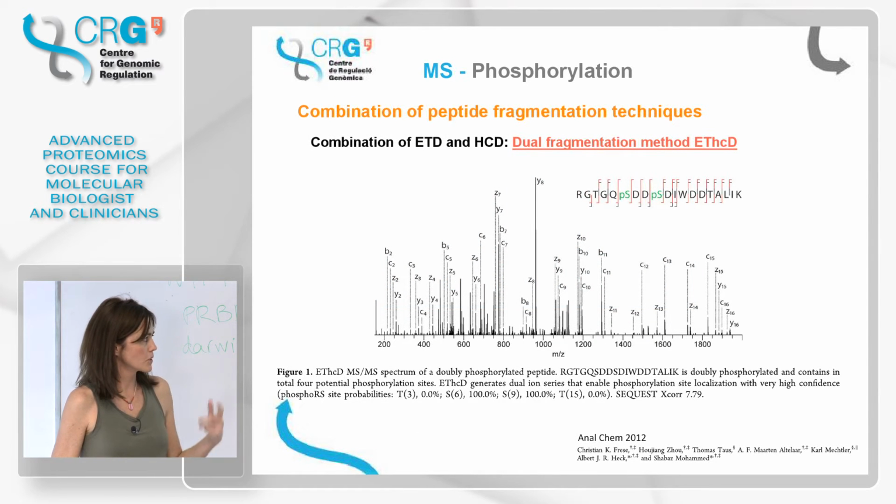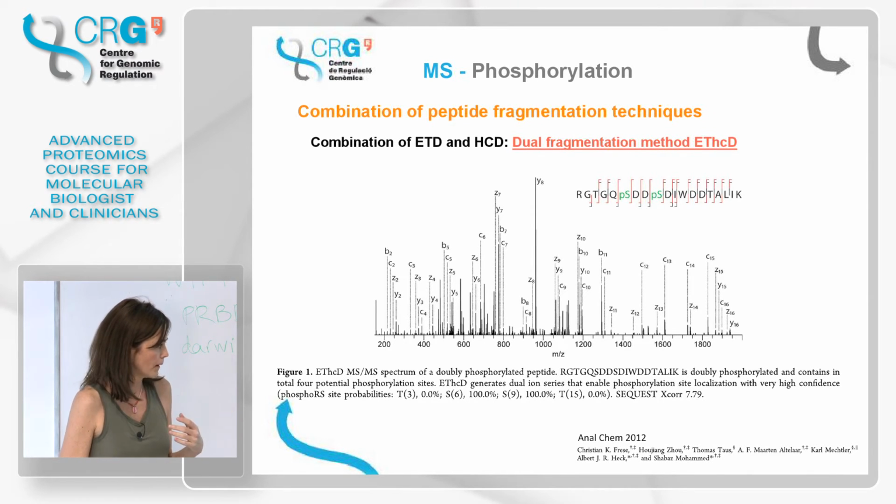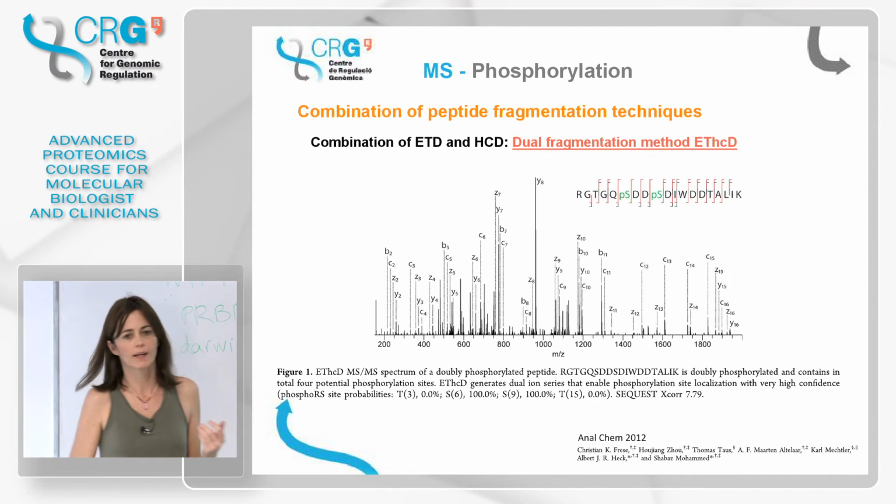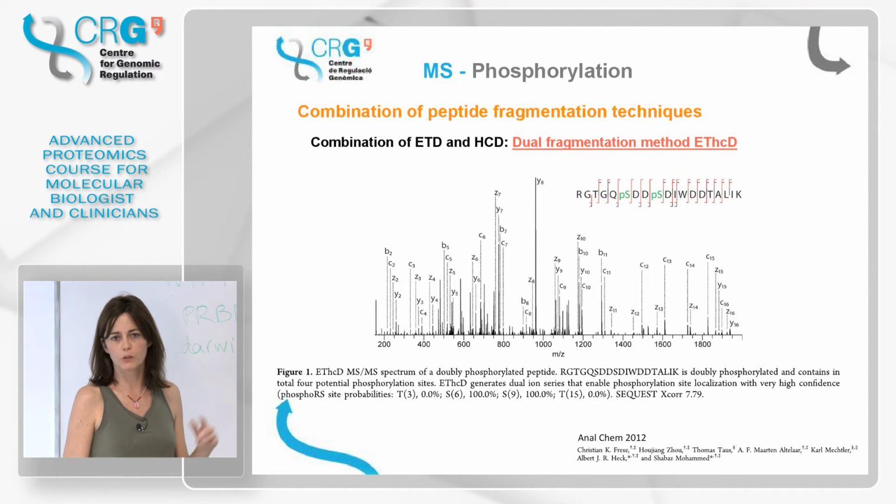More recently, it has also been described this dual fragmentation method called EThcD, that combines the fragments of the HCD, or higher-energy collisional dissociation, with the fragments of the ETD. And we get this double information all together in one spectrum. It's like this hybrid spectrum. This was published now 2 years ago. And this is now also implemented in the new generation instruments.